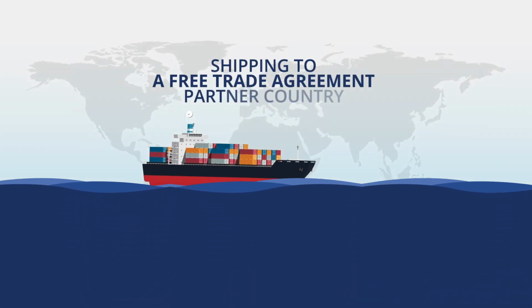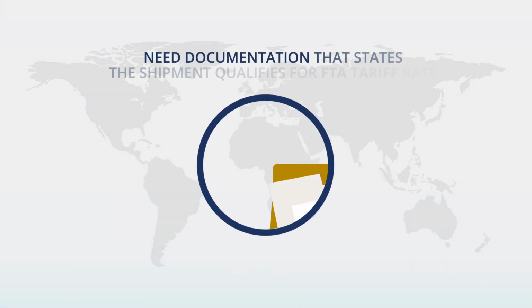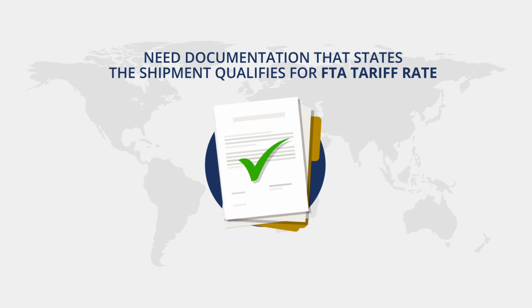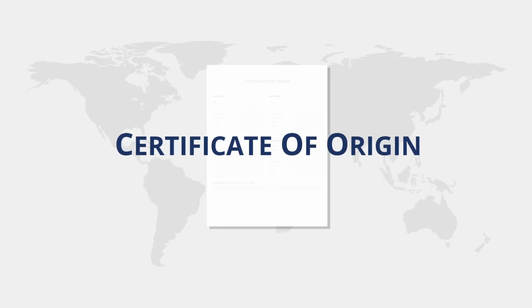When shipping to a free trade agreement or FTA partner country, you will need to have documentation stating that the shipment qualifies for the FTA tariff rate. This documentation is referred to as a certificate of origin.